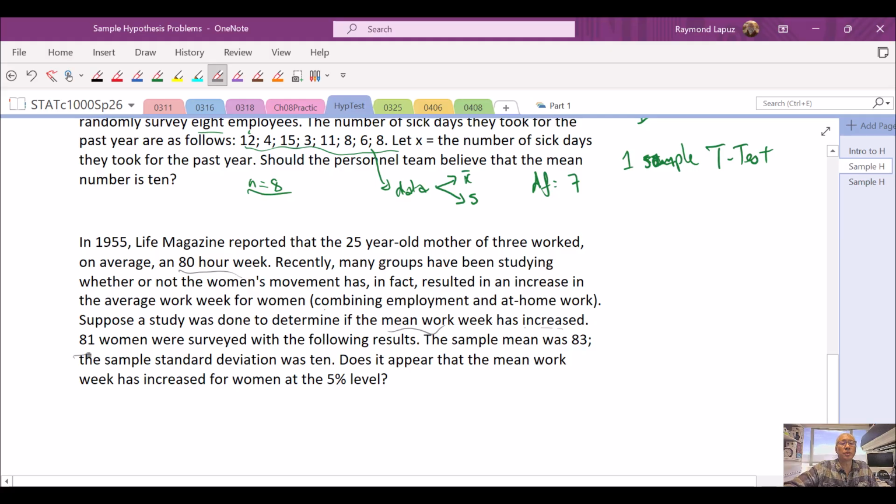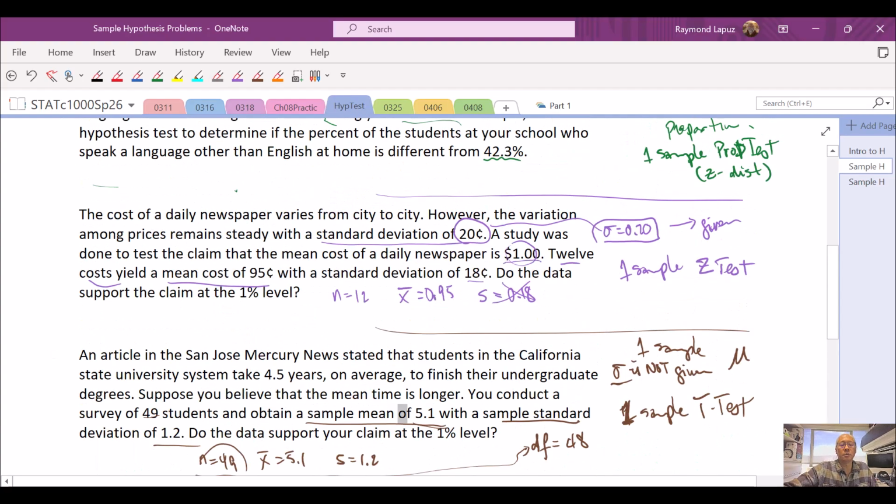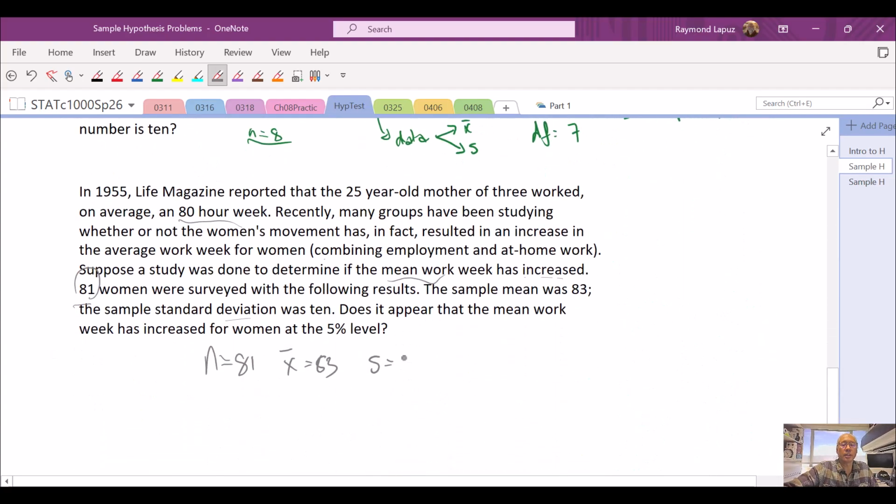81 women were surveyed, so this looks like it's going to be your n. The sample mean is going to be X bar, it's 83, and the sample standard deviation was 10, that's S. And then, does it appear that it has increased? So you'll figure out what the mu that you're testing for your null and alternative hypotheses are. So this is what we have.